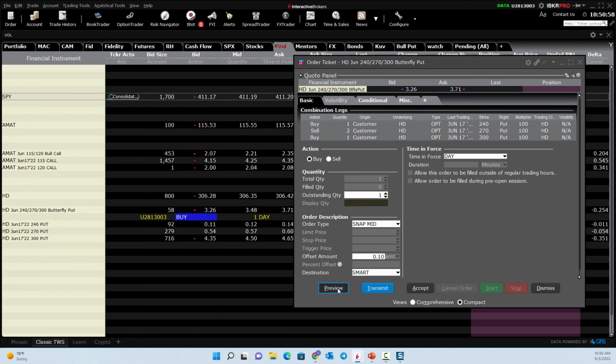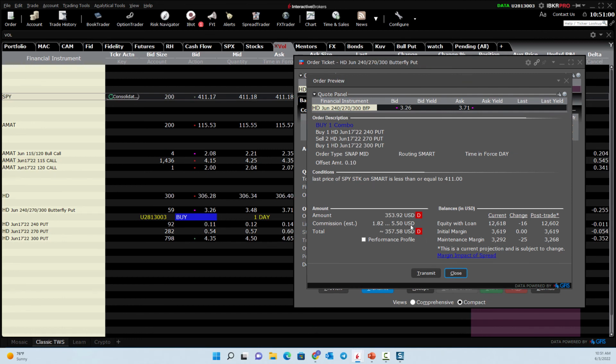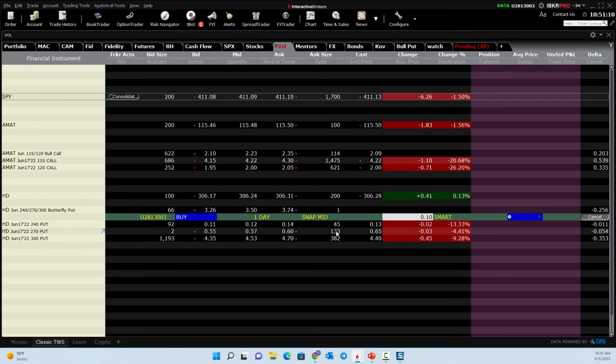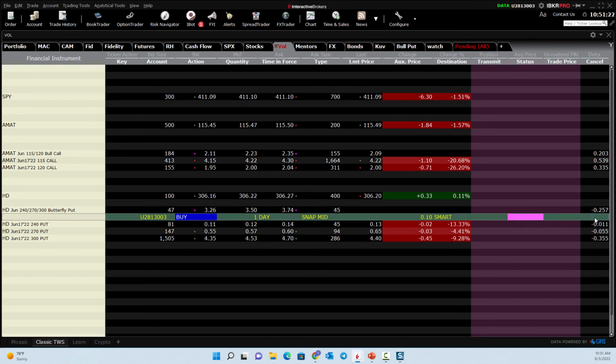Now again, we can preview and it says, okay, you're going to be buying this. Here's your snap to mid, 10 cents better, so buying lower. Here's the estimated prices. We can transmit. Sure, we'll use their algo on this. So we're going to be buying if this goes below 411, snap to mid, 10 cents better. Again, we're almost to trigger that, so I'll just go ahead and cancel that so the order doesn't execute.